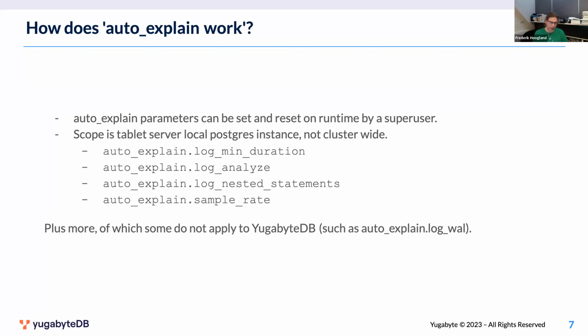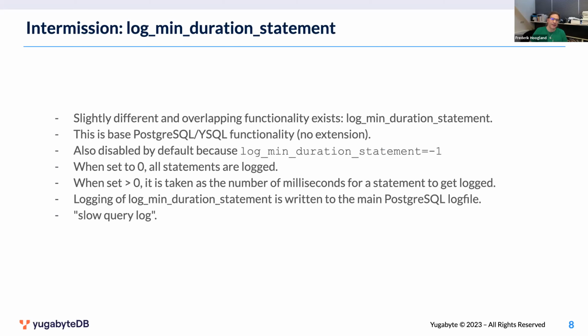And there are some other parameters with auto_explain which do not apply to YugabyteDB at all, such as log wal, because we don't use the Postgres WAL at all. So there are some more. Having said that, hopefully you've made a mental picture of what auto_explain looks like.